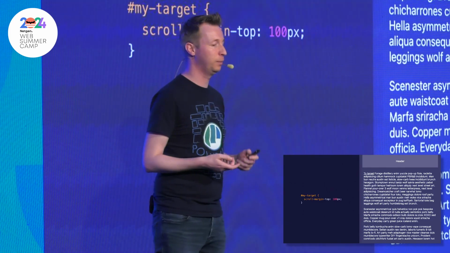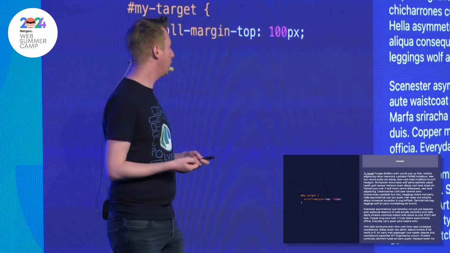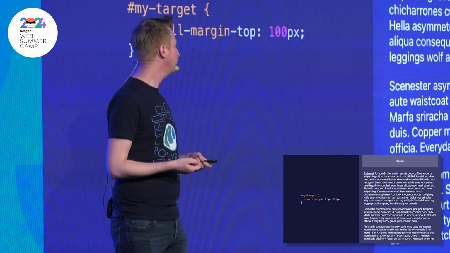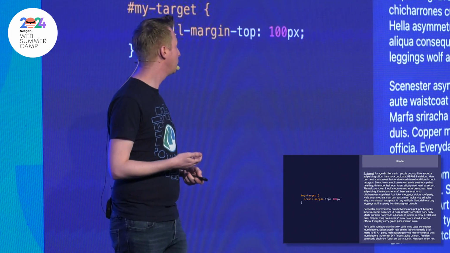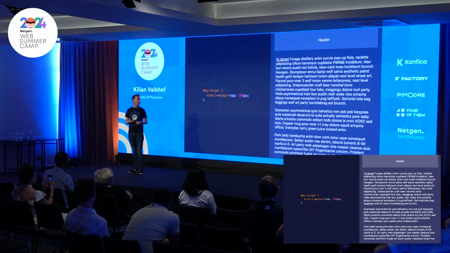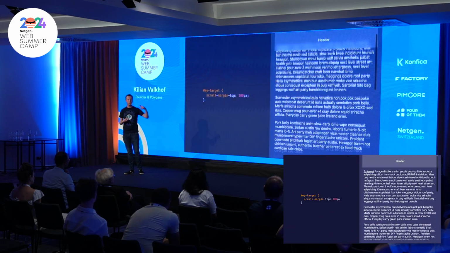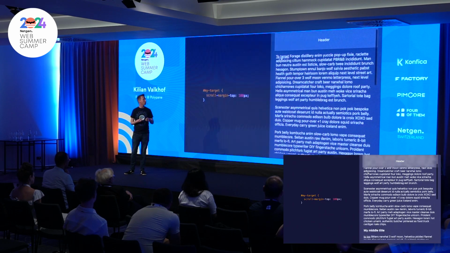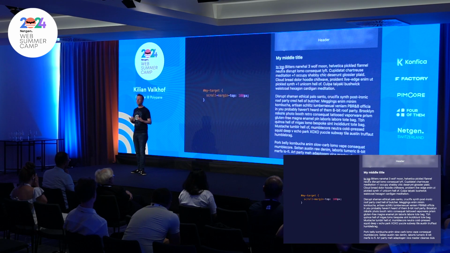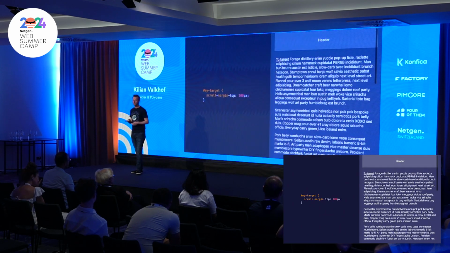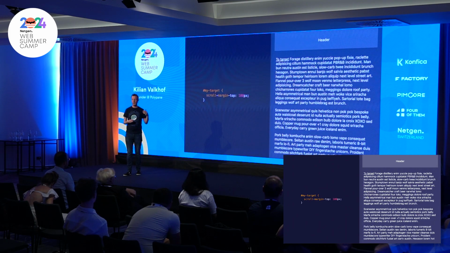So if I click to target now, let me try it again. There we go. Yes. You can see that it scrolled to my middle title. But now if I scroll back up, which doesn't have a scroll margin, it ends up behind the header and I still have to scroll it down. So that's not a great experience. We can solve that with scroll margin.